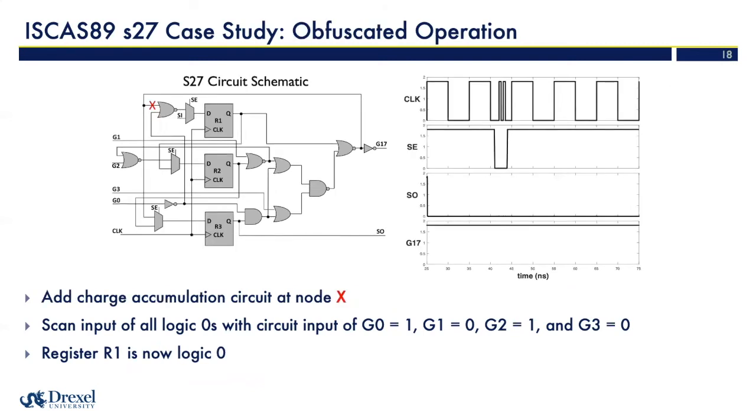So if we then insert a charge accumulation circuit at node X, we can see that even with the same inputs of G0 equals 1, G1 equals 0, G2 equals 1, and G3 equals 0, the R1 output is now logic 0. So we get a different functional response, and the key information has actually been concealed in scan mode and limited the observable oracle information.